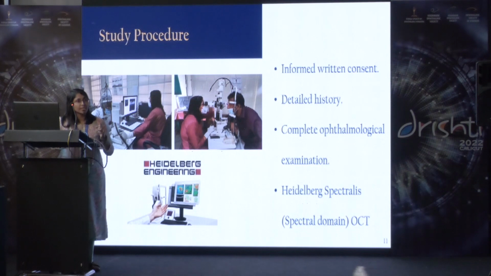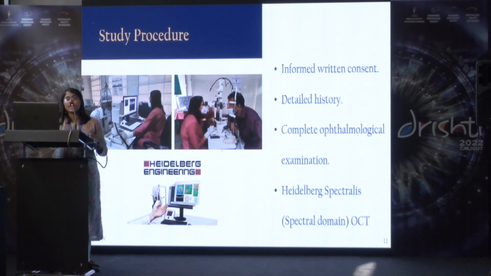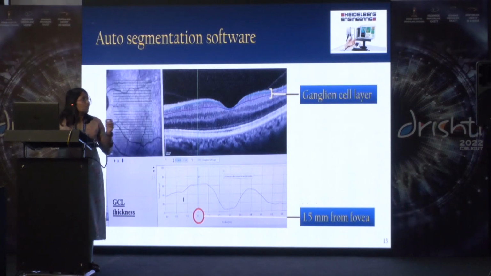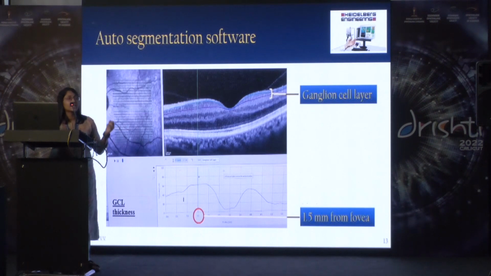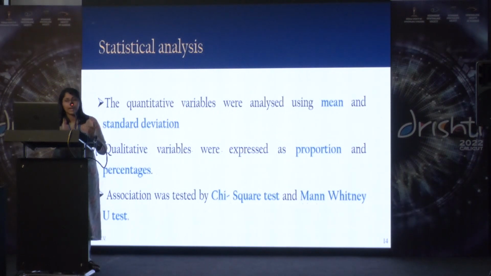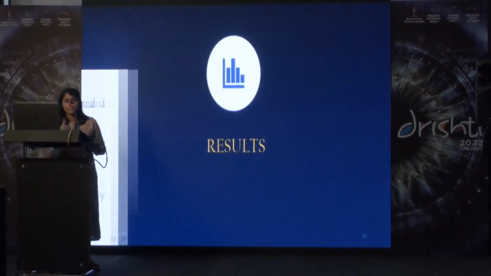Study procedure: after an informed written consent, detailed history and complete ophthalmological evaluation was done. Heidelberg Spectralis spectral domain OCT machine was used to measure the thickness of the retinal layers. Inbuilt Heidelberg Spectralis auto-segmentation software was used to identify the ganglion cell inner plexiform layer and inner retinal layer thickness. This is the auto-segmentation software we used. The measurements were taken 1.5 millimeter from the fovea. Statistical analysis was done using chi-square test and Mann-Whitney U test.